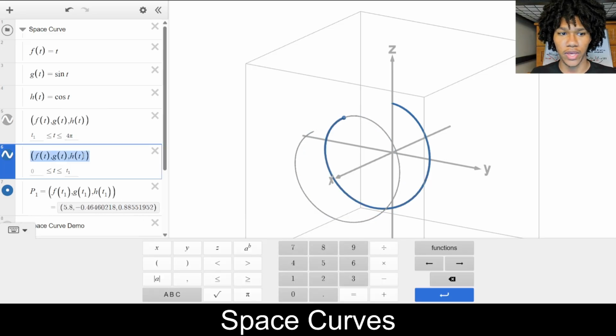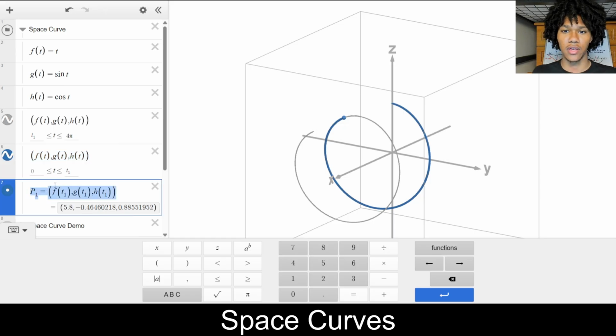It's important to note that the curve itself and the point are two separate things. This blue point, the dot, is just a single point in space, and the actual curve is the set of all points between an initial time and the current time that we have for this parametrized point.